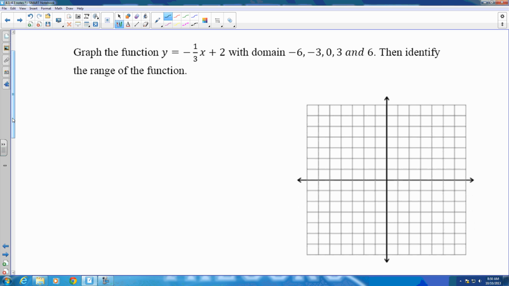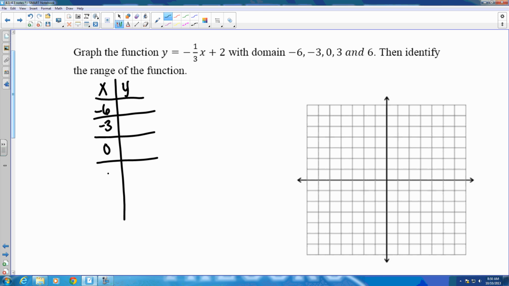Okay, same thing. We're going to graph this function with a given domain and identify the range. So you're going to make a table first. It's a good idea to always do that when you're graphing. Use -6, -3, 0, 3, and 6. I'm going to plug each one of those points in for x.